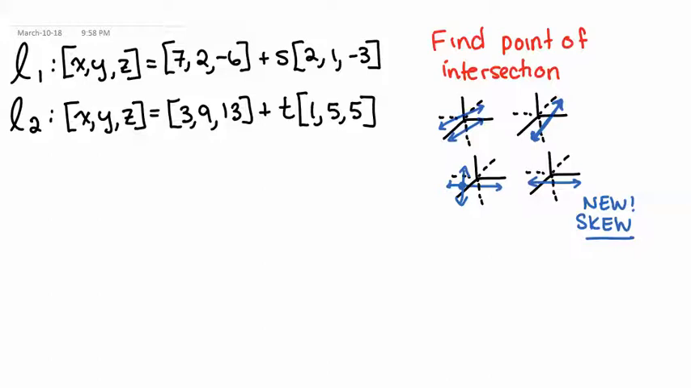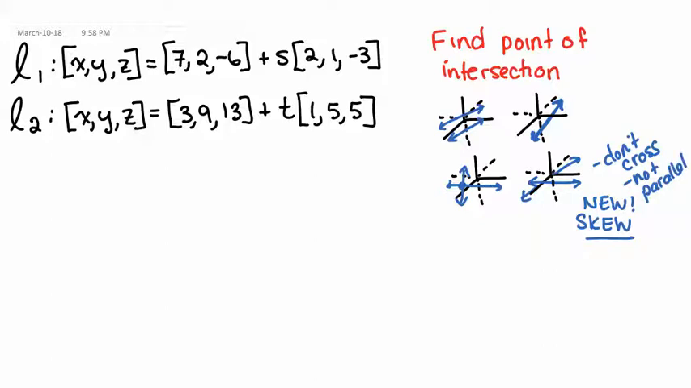So they could be like this and like this, but they're actually not intersecting, but they're also not parallel. So skew lines don't intersect, and they're not parallel. So that's new for 3 space.